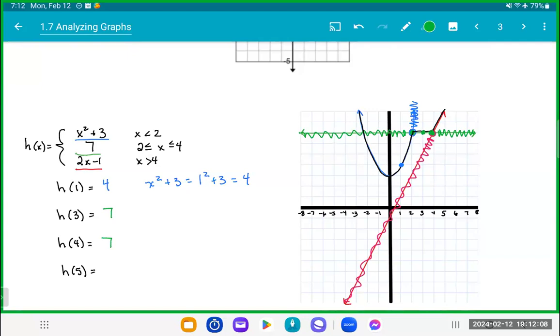Okay, when x is equal to 5, we have 2 times 5 minus 1. That is 10 minus 1 equals 9. So let's come over here when we're at 5. This is 1, 2, 3, 4, 5, 6, 7, 8, 9. Okay, question.